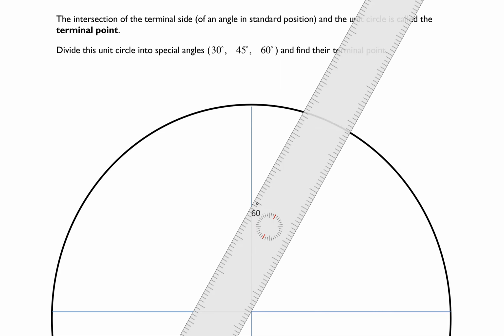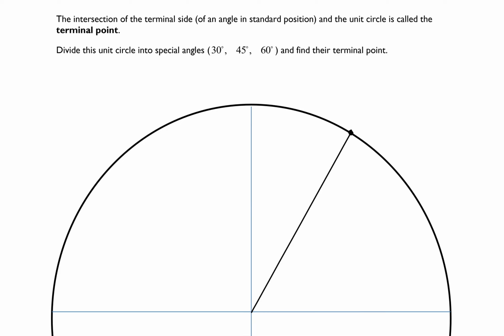So I'm going to draw the angle of 60 degrees using this ruler here, and I'm going to start at the center and make my way to the end of the circle. And the terminal point is this point right here, where the unit circle and the terminal side of the angle intersect. And we know that it has coordinates x, y, and we need to figure out what those coordinates are.